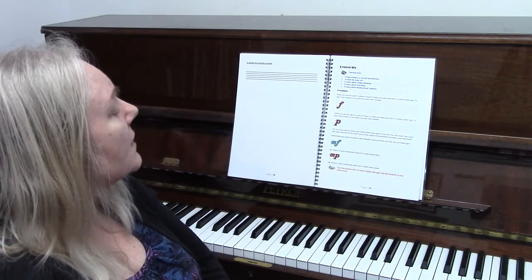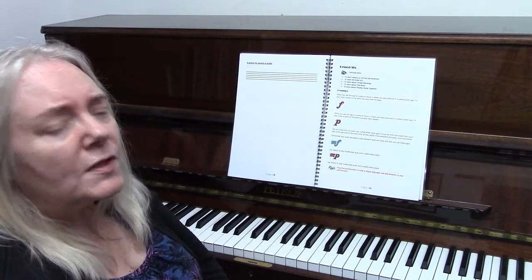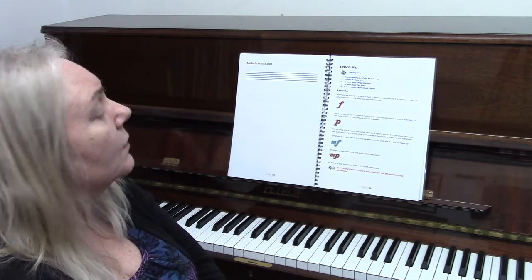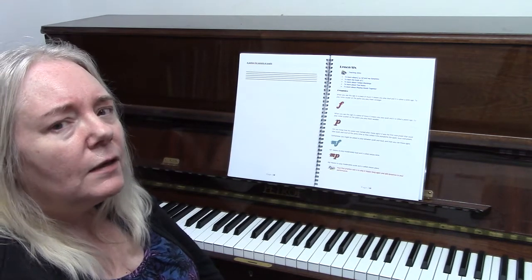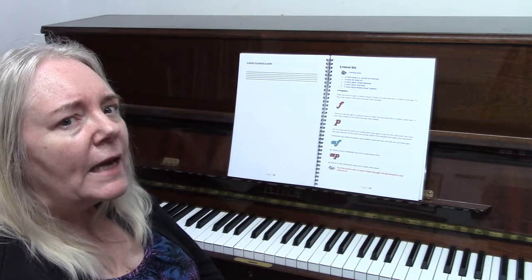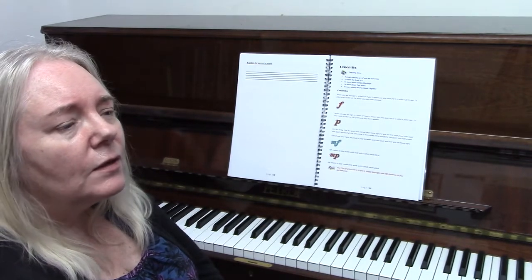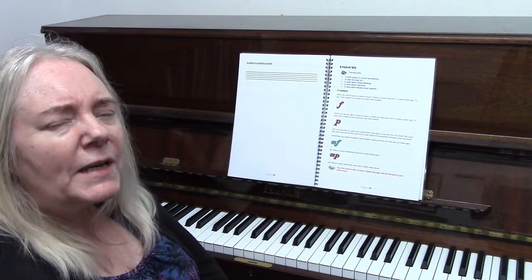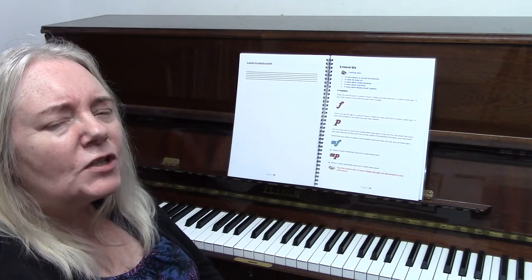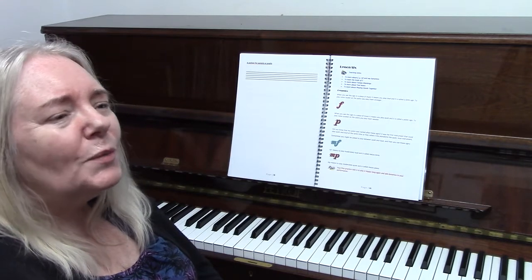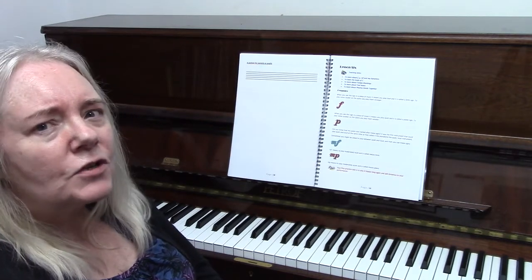So the dynamics that you've got shown on this first page, the first one is the F sign, which stands for forte, which means to play loud. So if you see that sign in a piece of music, you just have to play a little bit louder by hitting the keys just a little bit harder. Not too much so they're harsh, but just enough to make a contrast in the sound.